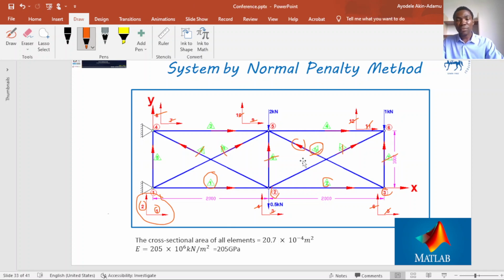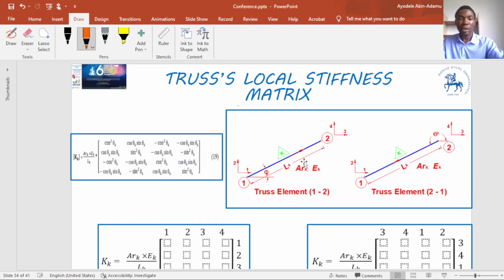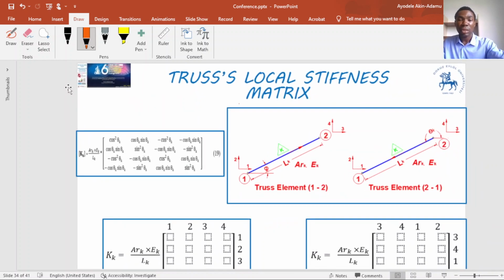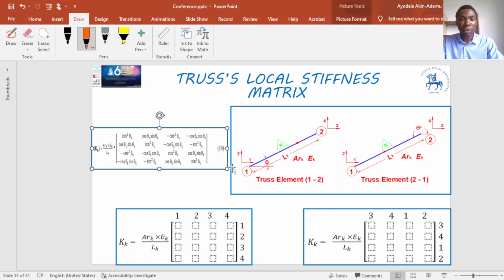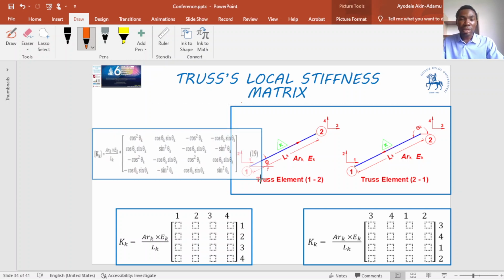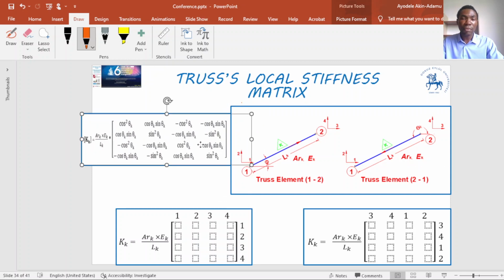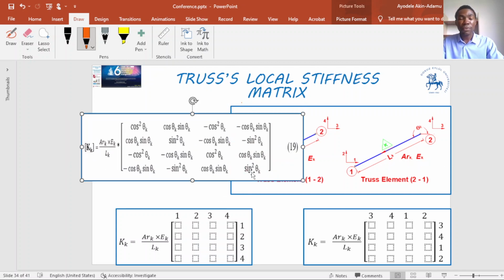So now that we have defined our finite element model, the next thing you need to do is to compute your local stiffness matrix. And I've already showed you this formula in my previous video. This is the formula for the local stiffness matrix of the truss element. We need to compute this formula for each of the elements in our finite element model for the truss problem.